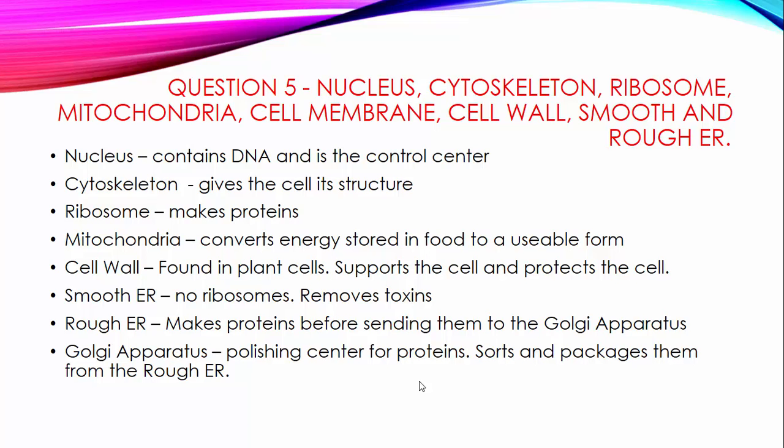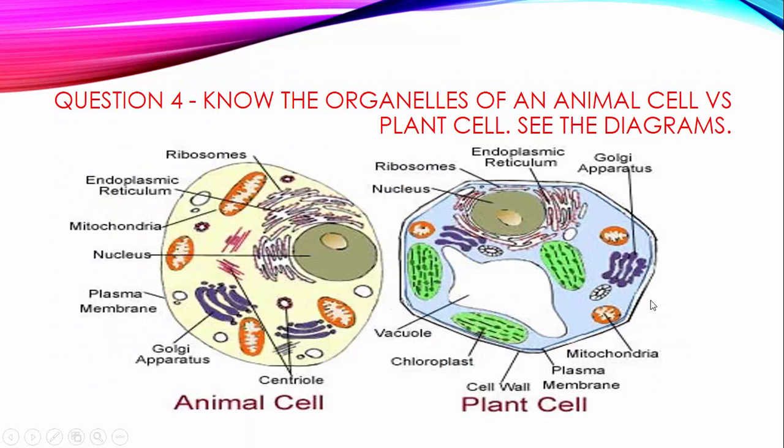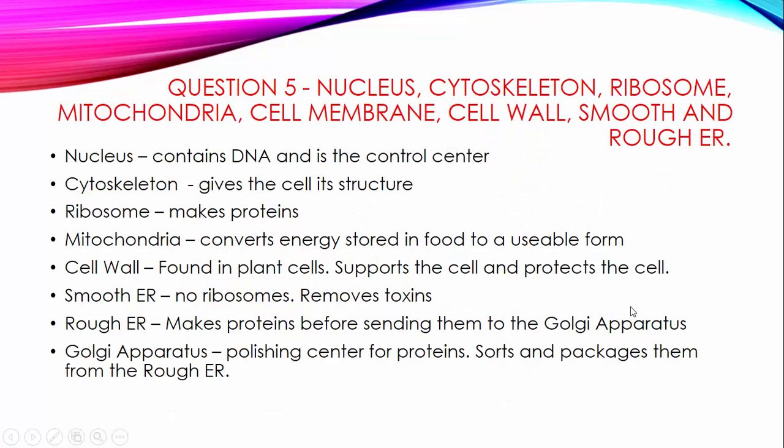Okay, moving on. One thing we forgot to mention that is not labeled on here is the cytoskeleton. And just like your skeleton, it gives us shape and structure. Cyto means cell. So we're talking about the cell skeleton, which gives the cell its structure and its shape.